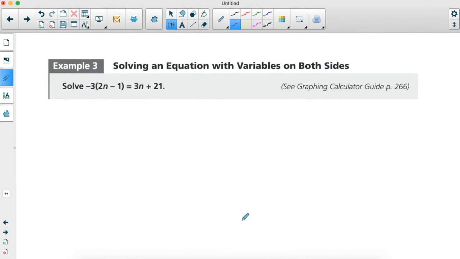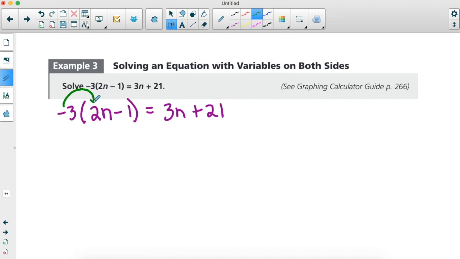Okay, last example. I'm going to go ahead and rewrite this. Negative 3 times 2n minus 1 equals 3n plus 21. Okay. So I can see here that I have to distribute the negative 3, not just the 3, but negative 3. I'm going to distribute into each term here. So I have negative 3 times 2n, which is negative 6n. Negative 3 times negative 1 is positive 3 equals, and I'm just going to bring this down.